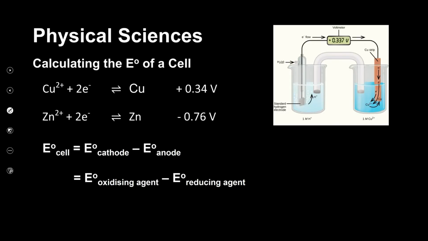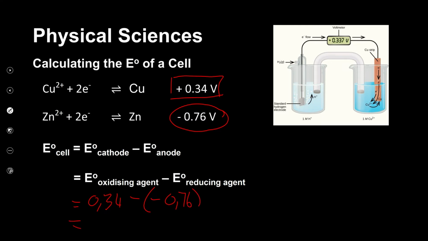So no longer have we got the standard electron, but what happens if we put the two together? Well, now we've got a formula here, which says take the cathode, and the cathode value will always be the one that is the positive value, or the more positive value. Remember, the copper is more positive, so we're going to say that value of 0.34 minus the anode value, 0.6, and if you do that on a calculator, you'll get 1.10 volts. That's exactly what we're wanting.